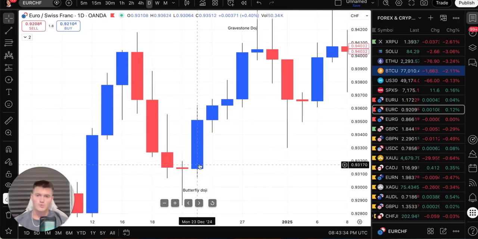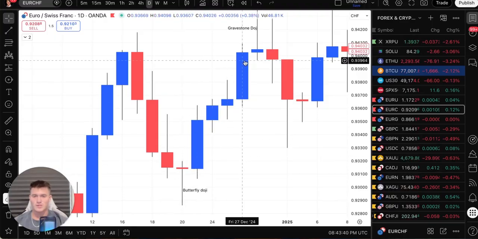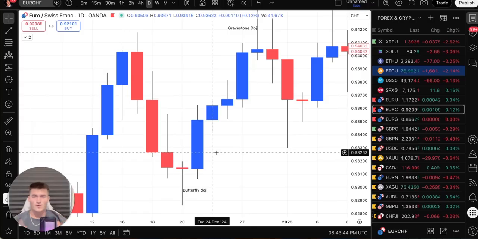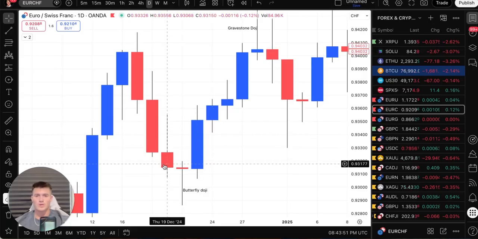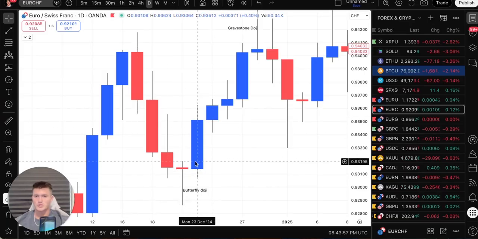So buyers are rejecting this area here, which is now signifying that we are going to reverse and start going to the upside. Now I see another reversal pattern that I look out for a lot, and that is our morning star. So we've got a morning star pattern right here, which consists of a bullish engulfing candlestick. Look at that.